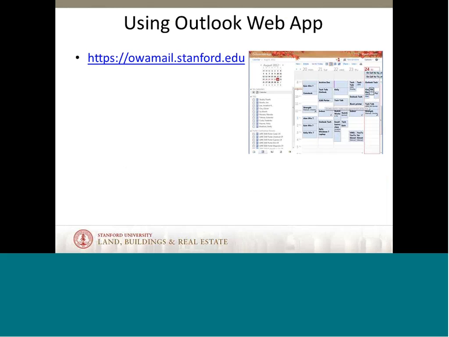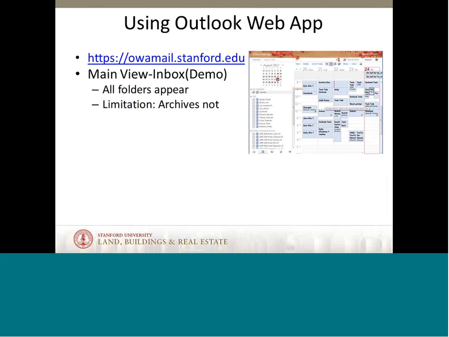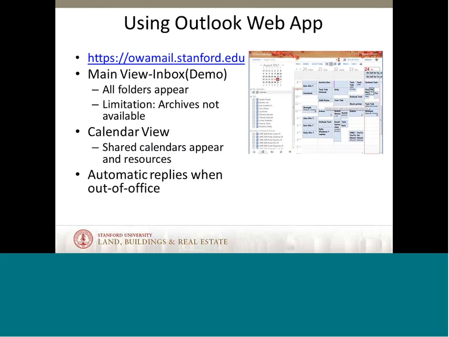This is the address. If you're here or at home or wherever you're at with your mobile devices, this is the address to access your email account. And so I will demonstrate the main view of the inbox, the folders that appear. And there is one limitation. Your archives aren't made available for you in the web version of this. We'll look at the calendars, your resources, and then the automatic replies.